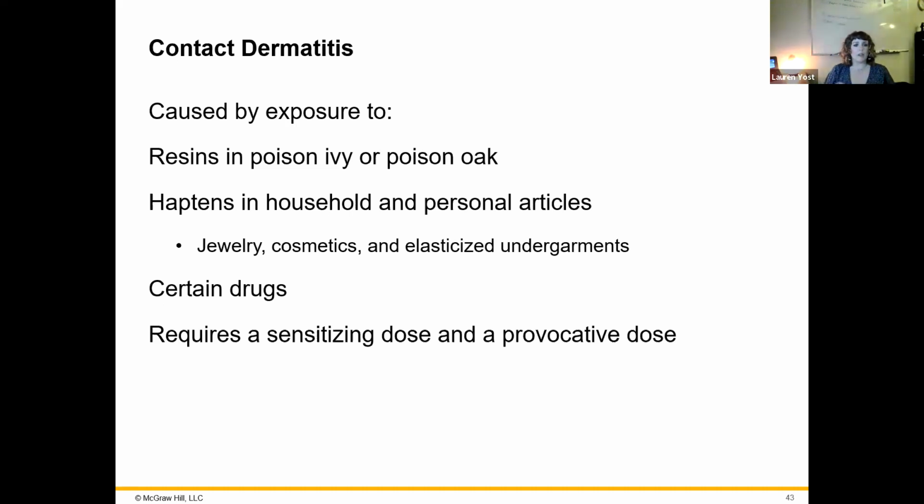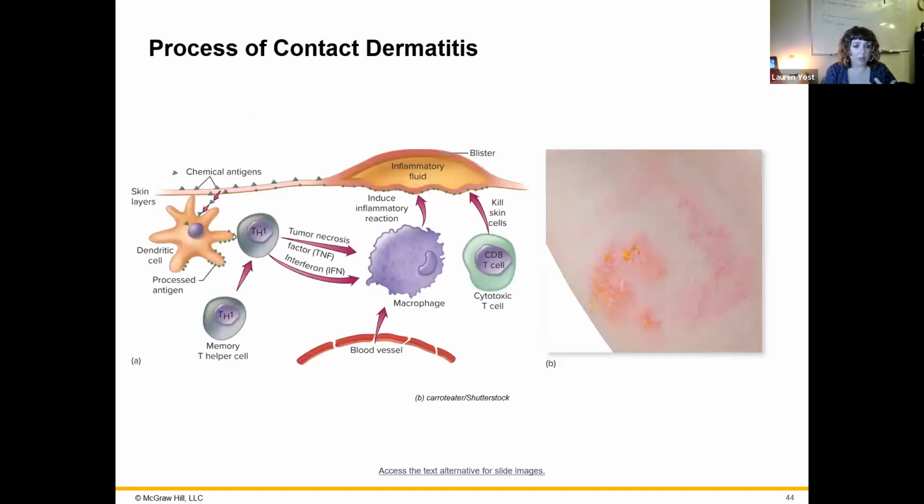Certain drugs too. It requires a sensitizing dose for all of this to happen, and then there's a provocative dose. That means originally you saw this, you didn't react, because you had to build up the cells, right? Later on, you see it again. That's the provocative dose. Okay. With the sensitizing dose, you didn't see a response or you saw a small one. The provocative dose is the one where you're really going to start seeing that poison ivy rash or something.